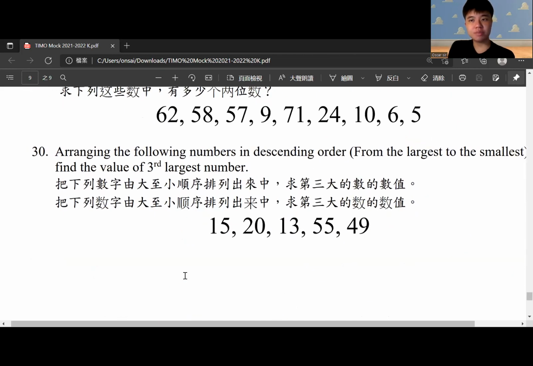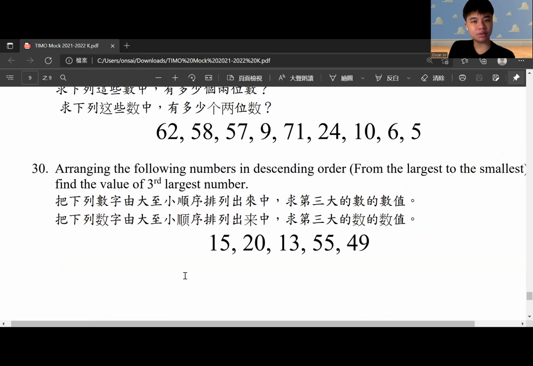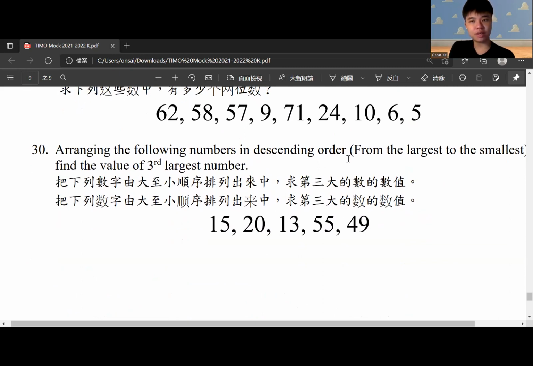Okay, last but not least, the last question: you need to arrange in descending order and then find the third largest number, the third largest number, okay? Someone says the answer is 43. So let us arrange the numbers in descending order first. Descending order is from the largest to the smallest.